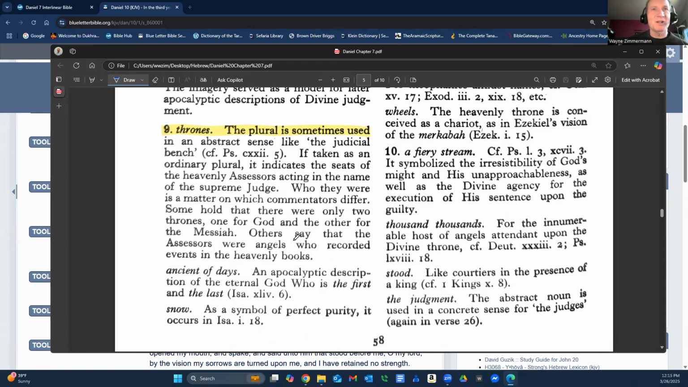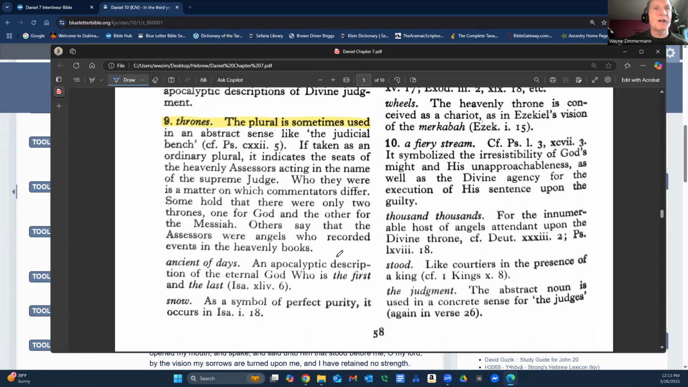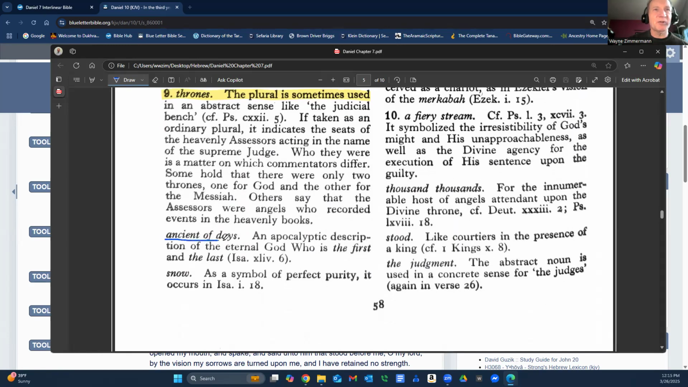And so here they include that others say that these assessors are the angels who recorded the events in the heavenly books. Then it goes on to talk about the person or the entity, Ancient of Days. I find it challenging to describe it as a person because my understanding biblically of a person is who we are. We are people. Divinity is, for me, challenging to describe as a person because it's in the spirit realm. It's in a physical realm that's so different than ours.